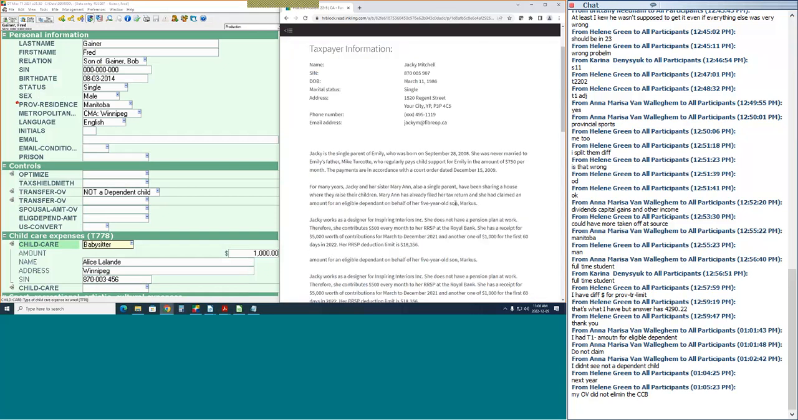We have a single parent. Again, I apologize. I had a typo. I did my practice problem at about 1 o'clock in the morning, which is always a bad idea. And I had entered Emily's birth date as September 28, 2021, when it should have been 2008. Did not change the tax return, but it did change Canada Child Benefit, and it would have caused a problem for my client if I had filed it that way.